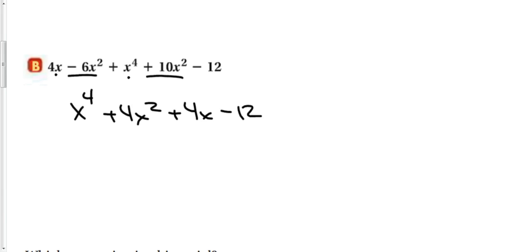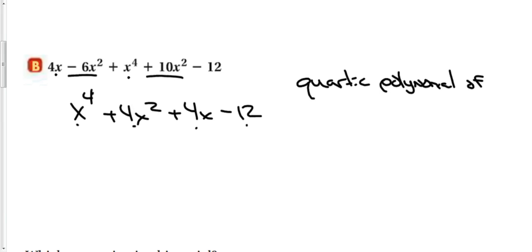Now I can look at this polynomial and decide what is my degree. It's a degree 4. How many terms is it? 1, 2, 3, 4. So this is a quartic polynomial of 4 terms.